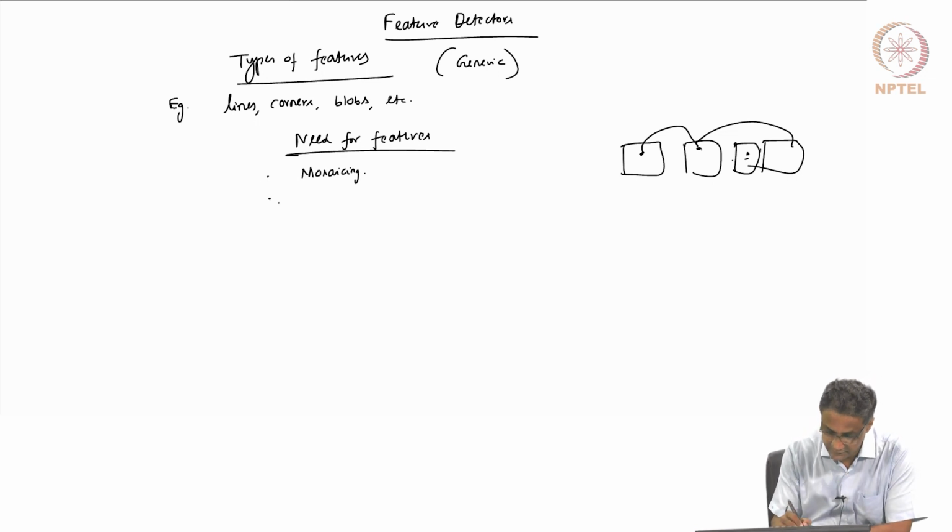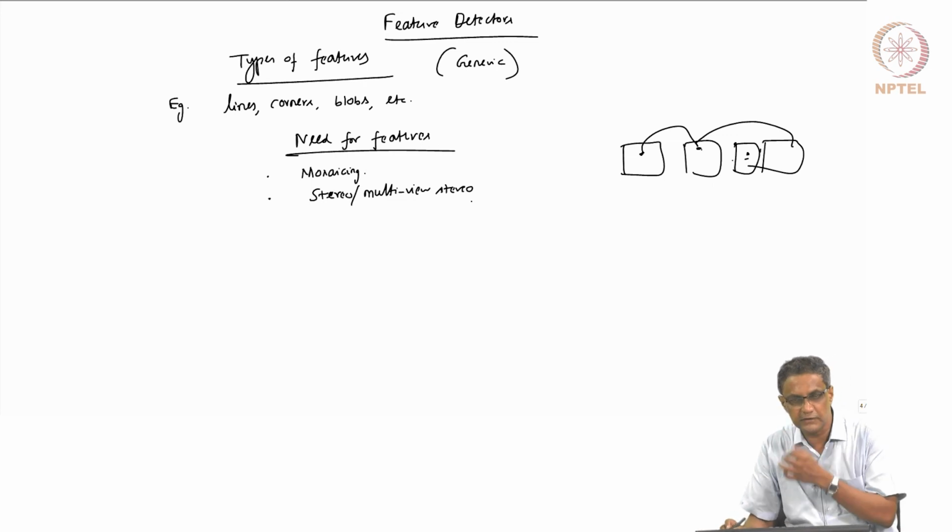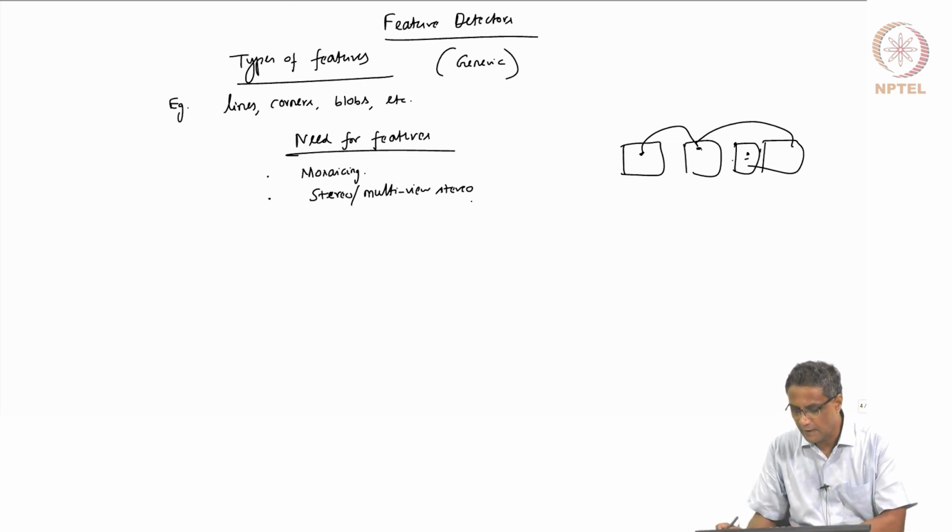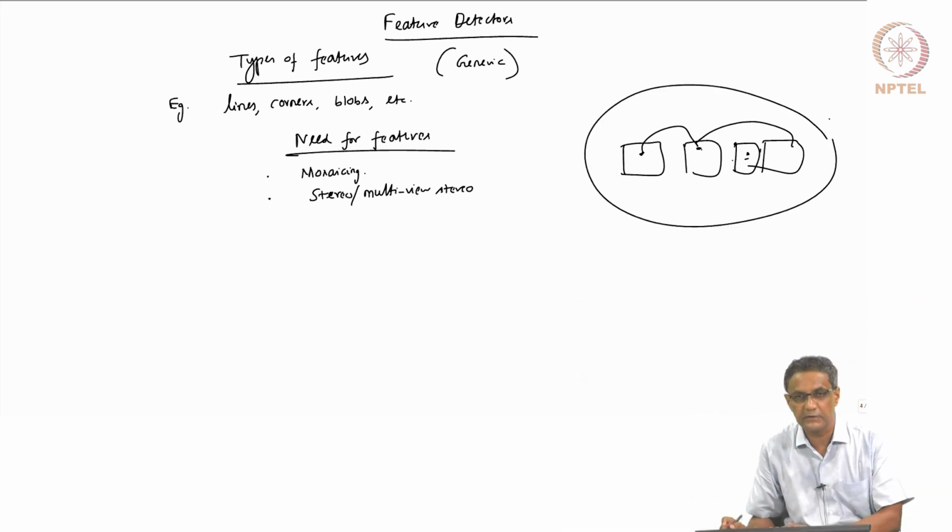Then there's something called stereo, or what is called multi-view stereo. Stereo typically means two views. Multi-view typically means multiple views. And here, this might be more from the point of view of understanding the depth of a point. Here, like I said, there is no notion of depth coming in. You don't really care about that. You just want to be able to align images.